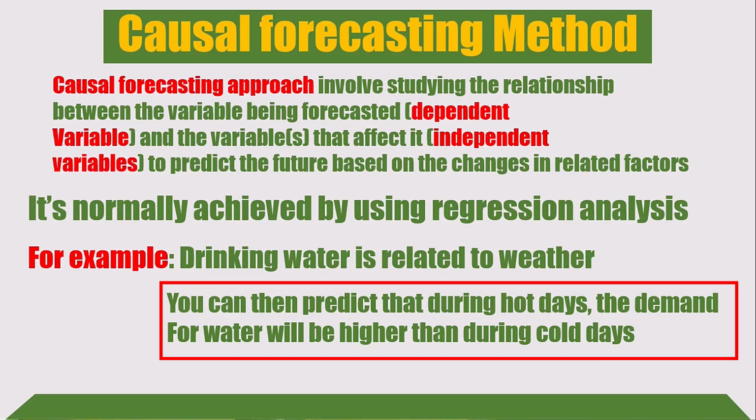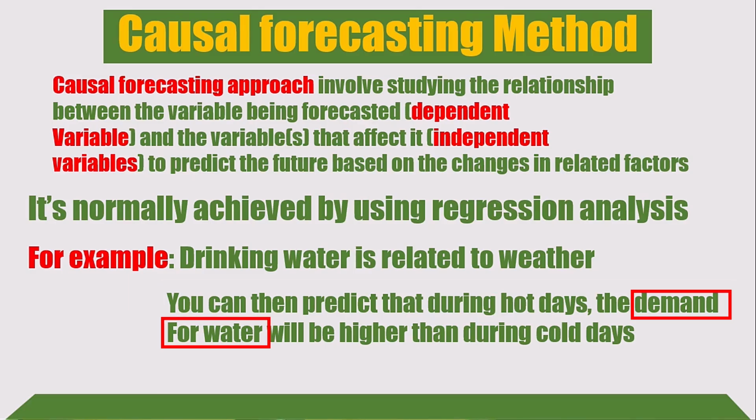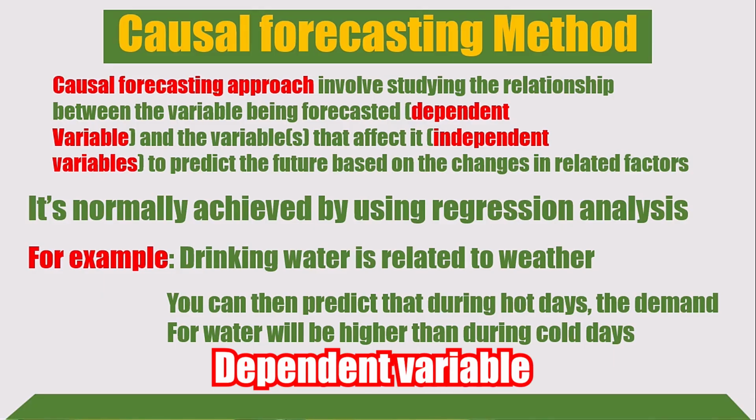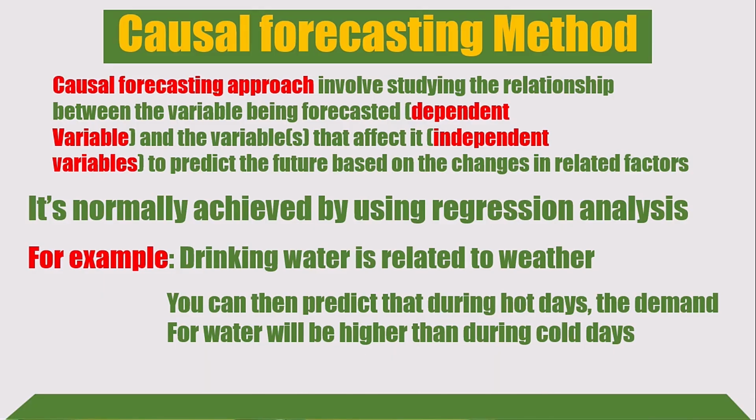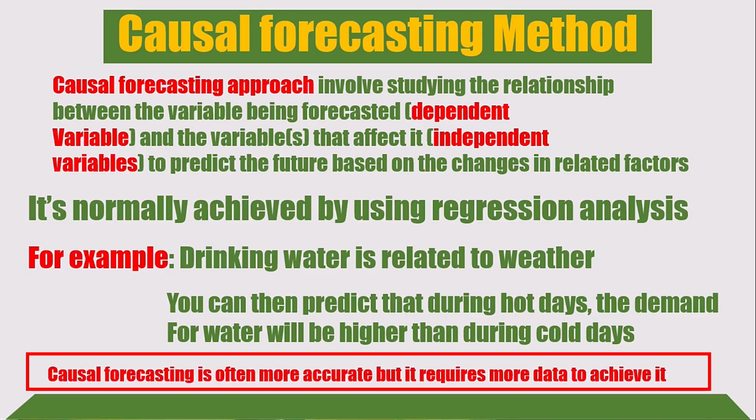Now, in this particular example, we are predicting the demand for water. That will actually be our dependent variable, and then the weather will be the independent variable. Now the factors that affect demand for water may be more than one, not just weather. So you need to study all those factors, then you see the changes in the relationship between those factors, and you make your prediction. Because you do a lot of studies when you're doing causal forecasting method, causal forecasting is often more accurate, but also it requires more data to achieve it.